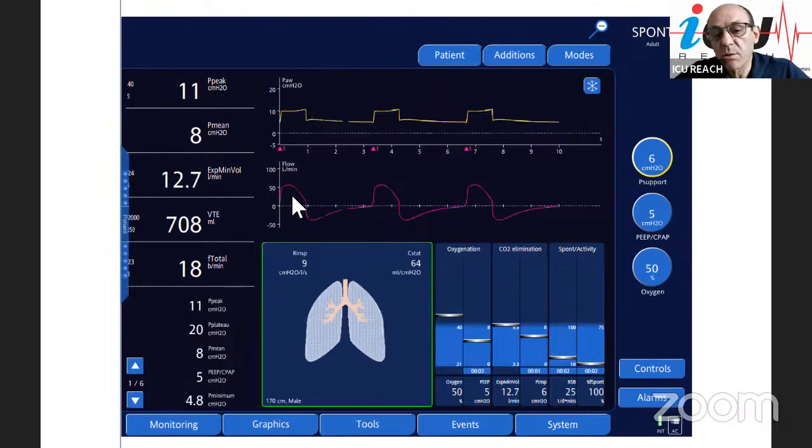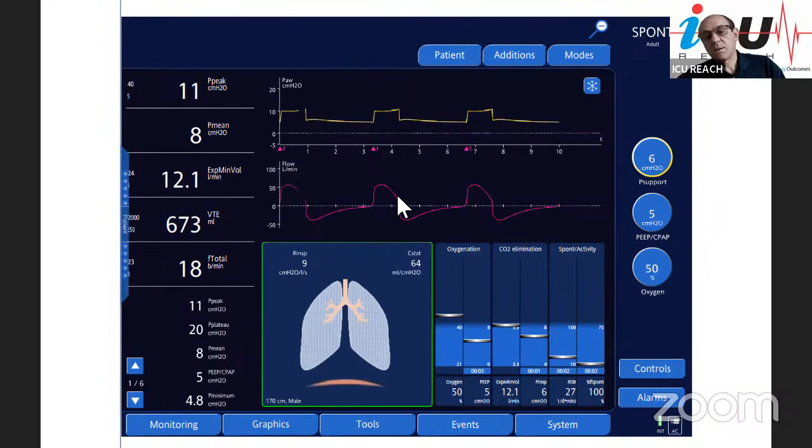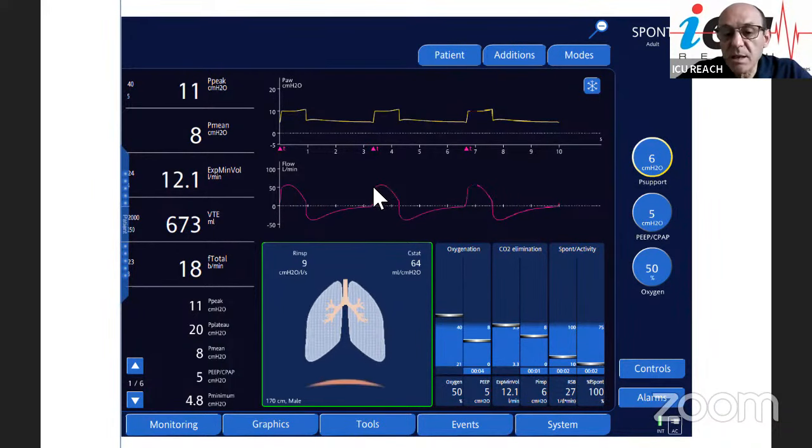Okay, take a look at the flow. What do you notice? The flow is high in the beginning and then goes down. What does that mean? It means my resistive load is different. It's higher in the initiation of inspiration and then is lower. And there is no way I would actually lower the pressure here. And this is how ATC might help us.